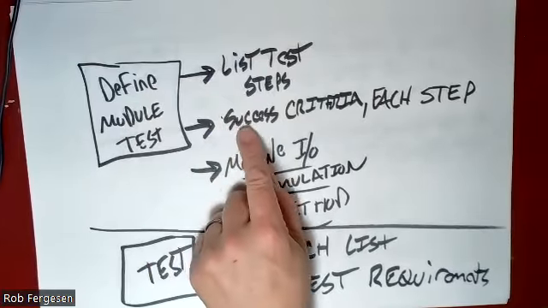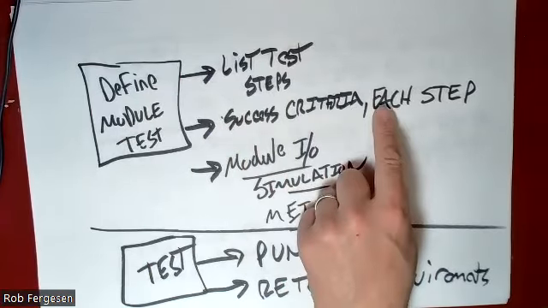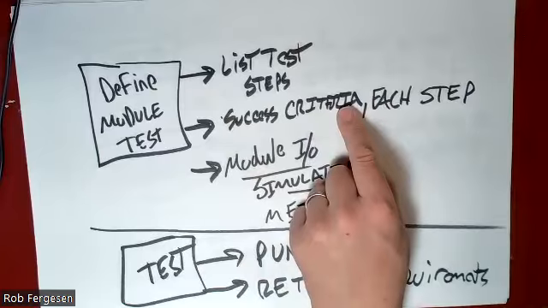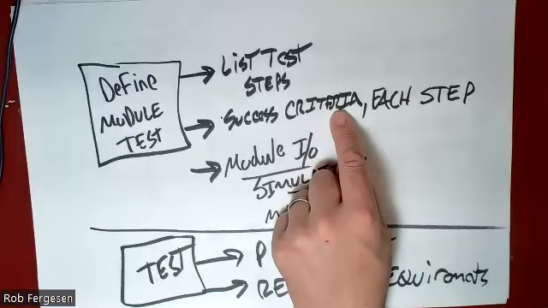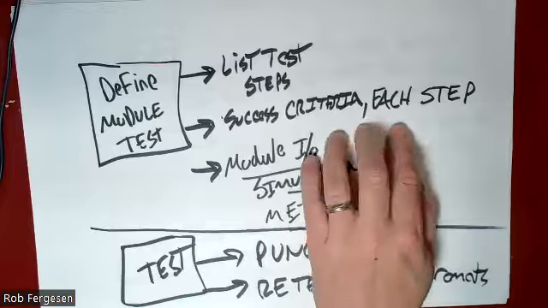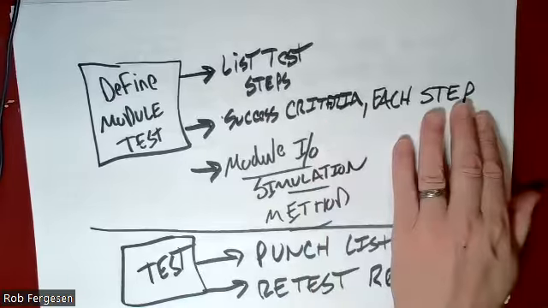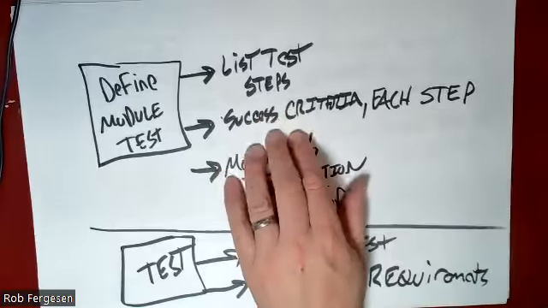And each test step has a criteria. So, robot doesn't hit anything. Robot has a cycle time of 3 seconds to move the part from A to B. So each success criteria is listed per step.